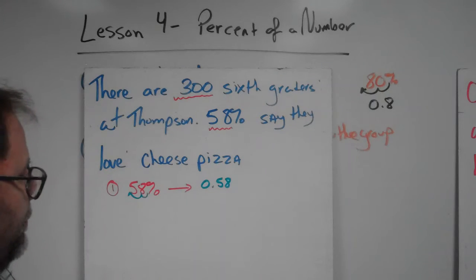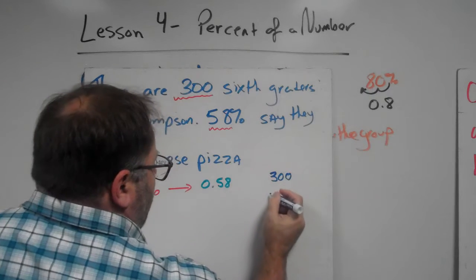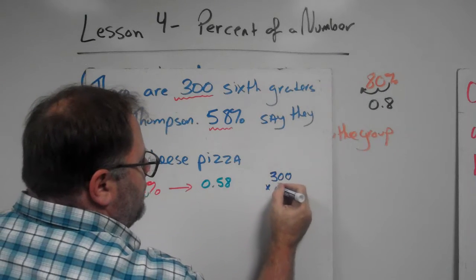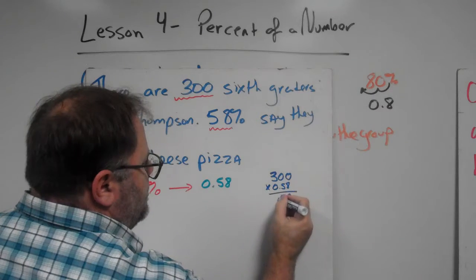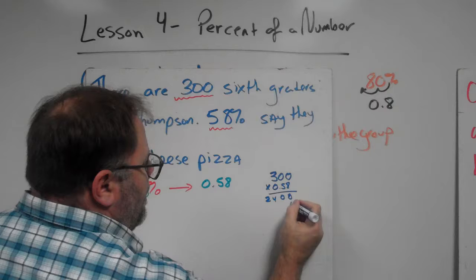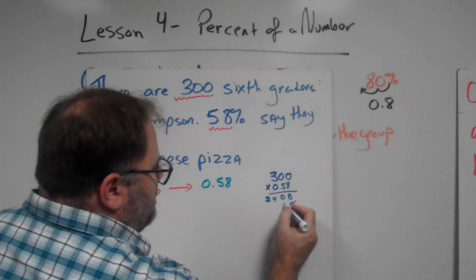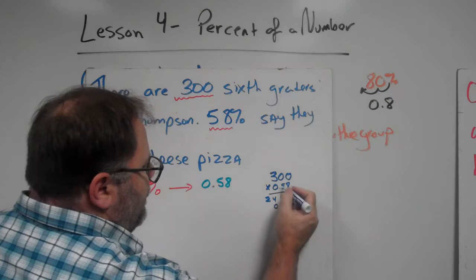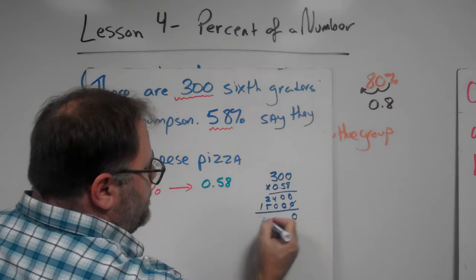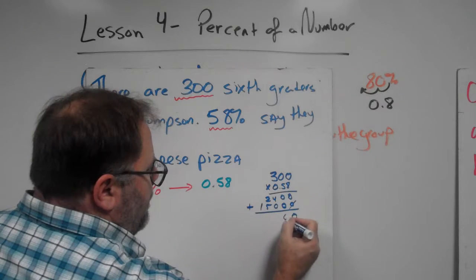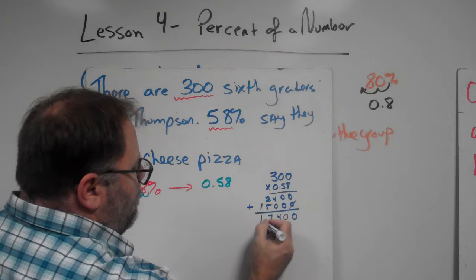Let's use dark blue. So here's my whole group, 300 times 0.58. 0, 0, 2, 4, 0. There's my annexed 0 right there. 5 times 0 is 0, 5 times 0 is 0, 5 times 3 is 15. Now I add. 4 plus 0 is 4, 2 plus 5 is 7, 1.